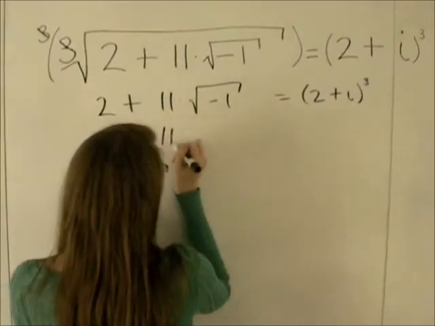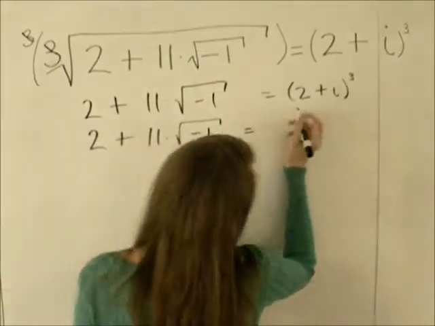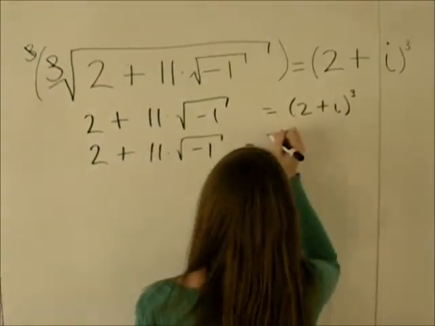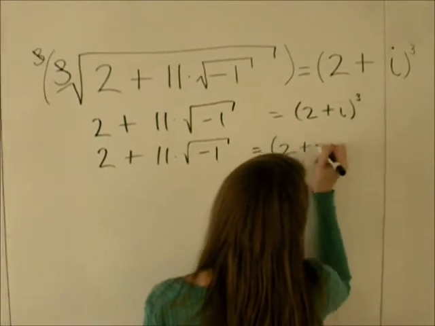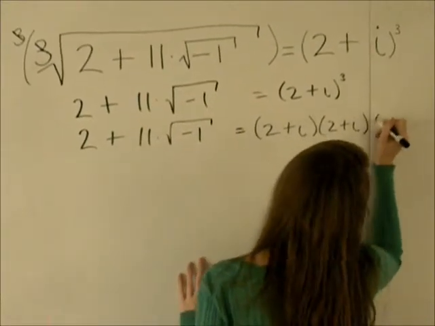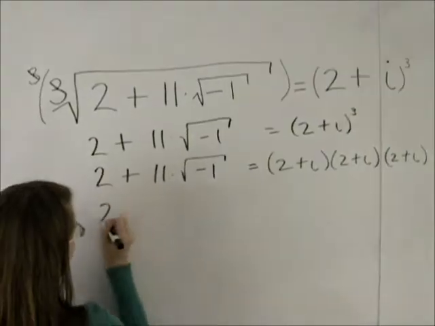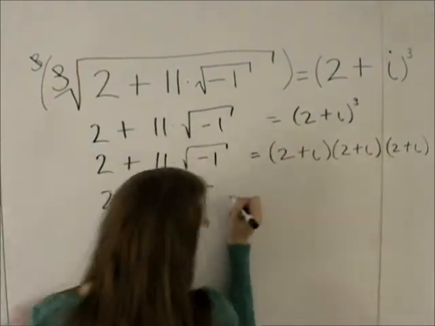Then, she FOILed out 2 plus i cubed. After FOILing out 2 plus i cubed, she inserted negative square root of negative 1 for i cubed, negative 1 for i squared, and square root of negative 1 for i.